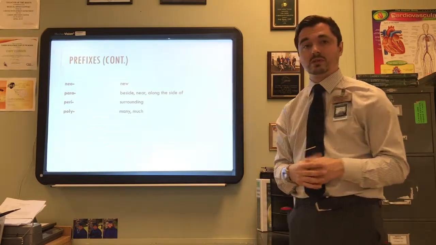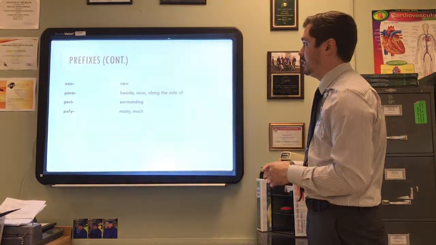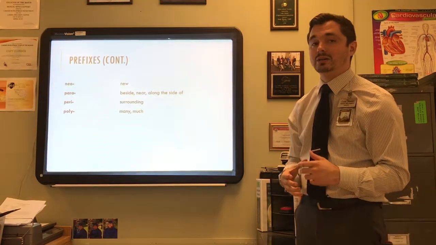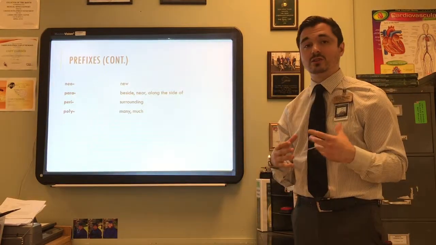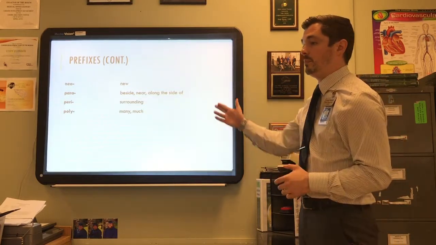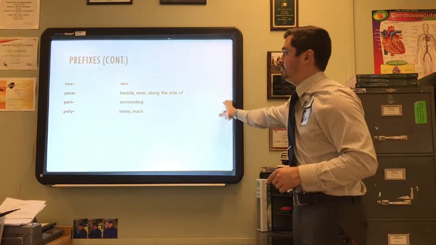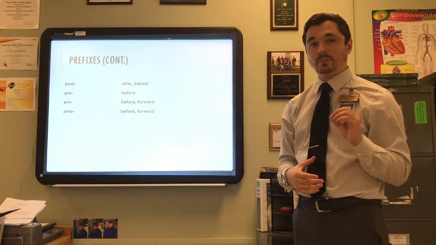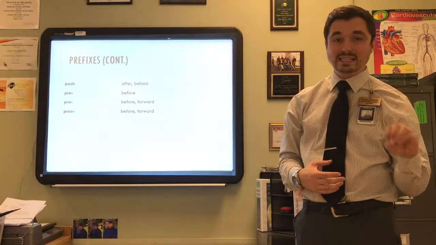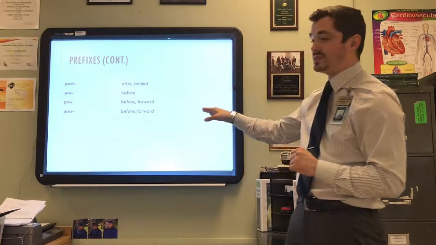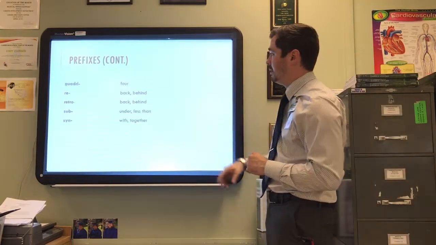Neo is new, so neonatal is a newborn, okay, or new birth. Para is beside, near, along the side of. Peri is surrounding, so like your pericardium is surrounding your heart. Poly is many or much. Post is after or behind. So post is the opposite of ante, A-N-T-E. Pre is before. Pro and pros both mean before or forward.